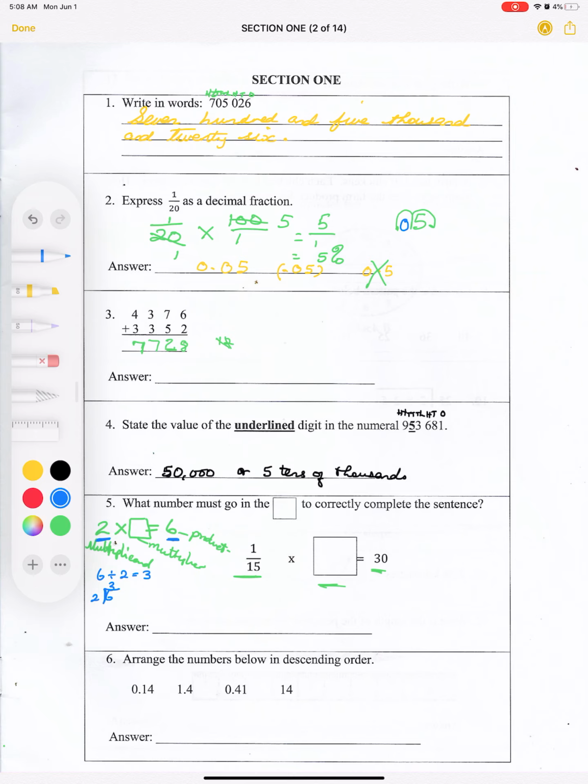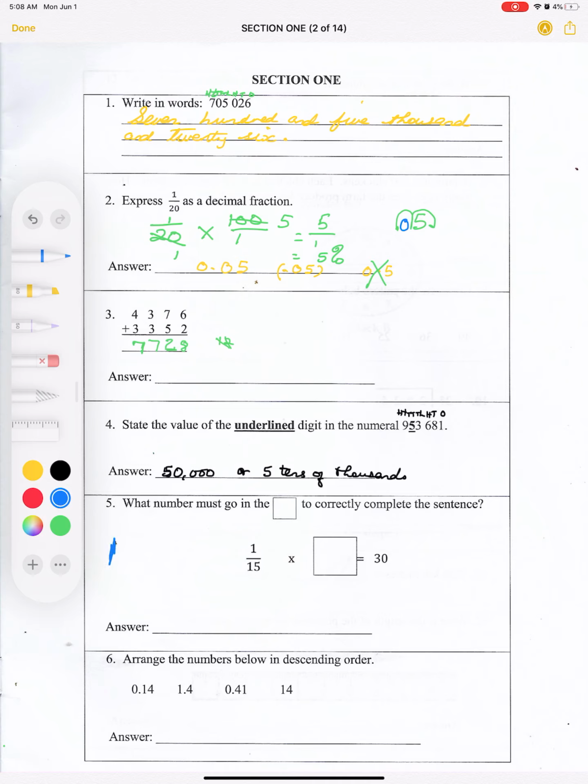So we're going to do the same thing here. I'm going to erase this now because it's not part of our working. So 1/15 times something equals 30. Therefore, 30 divided by 1/15 will give us the answer. Let me do the erasing now. So we can go straight on to dividing, sorry.